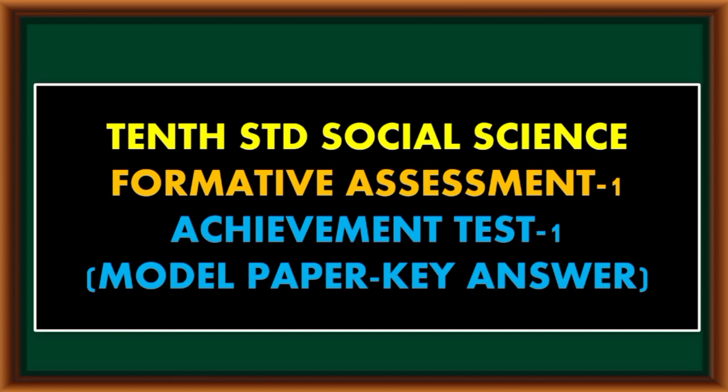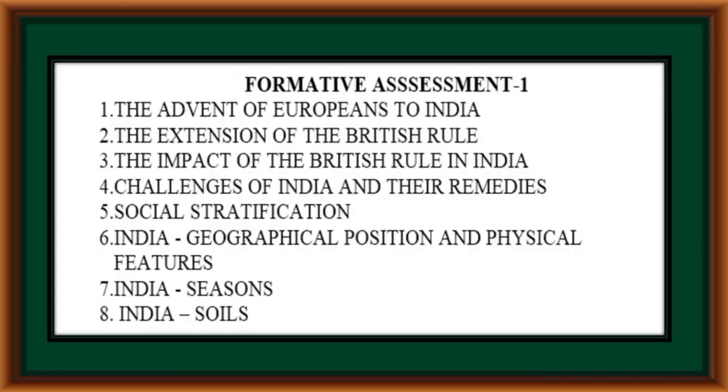In this video, let us see the key answer of Achievement Test 1. The lessons selected for FA1 are: the advent of Europeans to India, the extension of the British rule, the impact of the British rule in India, challenges of India and their remedies, social stratification, India's geographical position and physical features, India's seasons, India's soils.